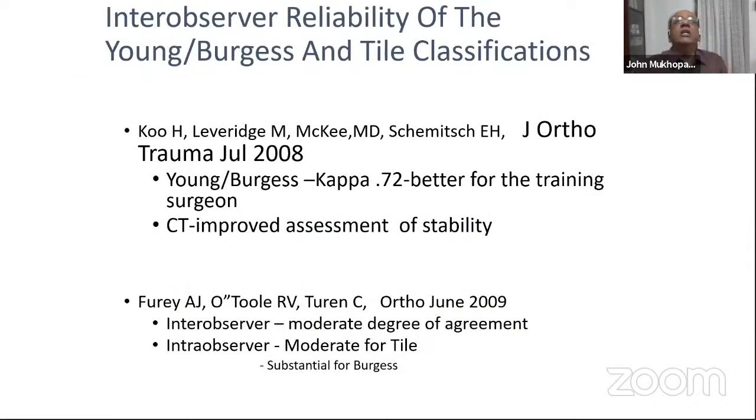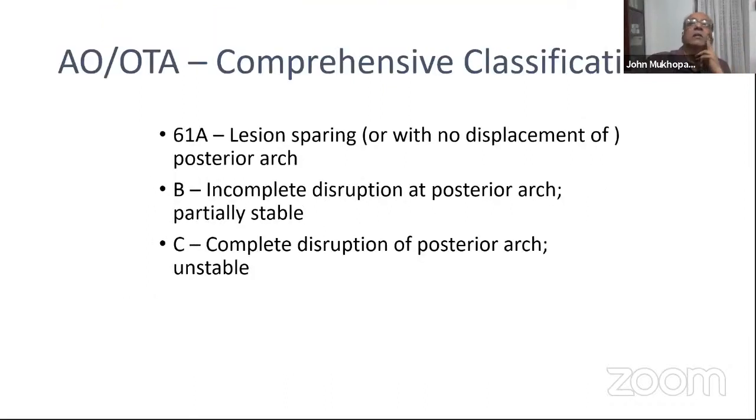Now, in terms of inter-observer reliability of the Young Burgess and Tile classifications, a number of studies tend to show that the Young Burgess classification has a better inter-observer and intra-observer reliability, which is further improved with the use of CT scans. Although, the Young Burgess classification, which first came out in a radiology journal in 1986 and in the Journal of Trauma in 1990, was based on x-rays.